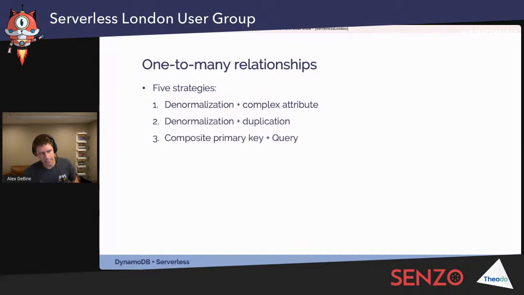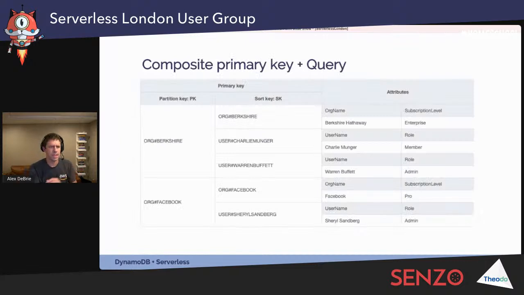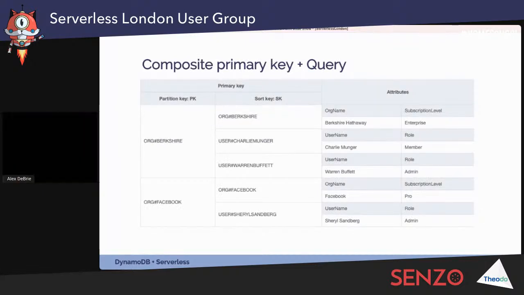Let's get into our third strategy, which is the composite primary key and the query operation. And I want to go back to that example we had before.